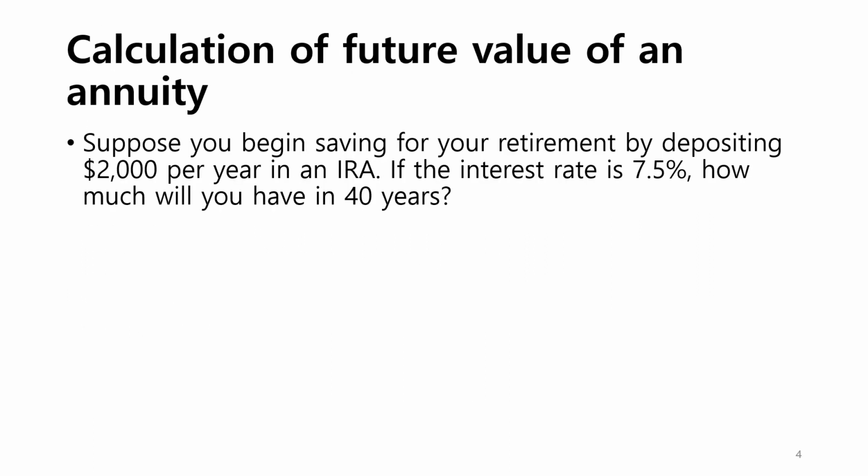Now let's do this. Suppose you begin saving for your retirement by depositing $2,000 per year in an IRA. So you deposit $2,000 every year in an IRA. For how long? For 40 years. And the interest rate is 7.5%. As I said, if I don't say anything otherwise, this interest rate 7.5% is an annual compound interest rate. So this is an annuity, right? $2,000 every year for 40 years. So this question is asking you to calculate the future value of an annuity.